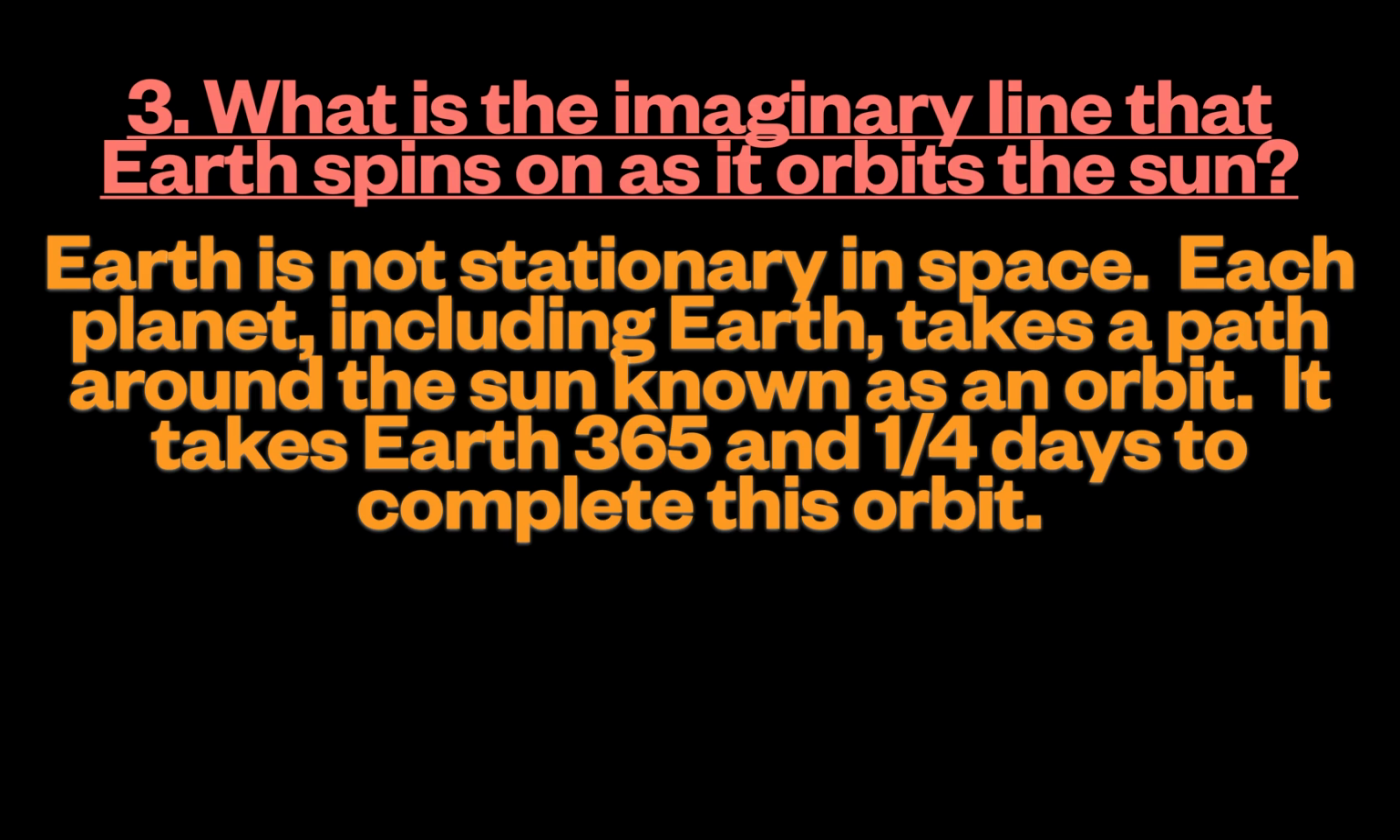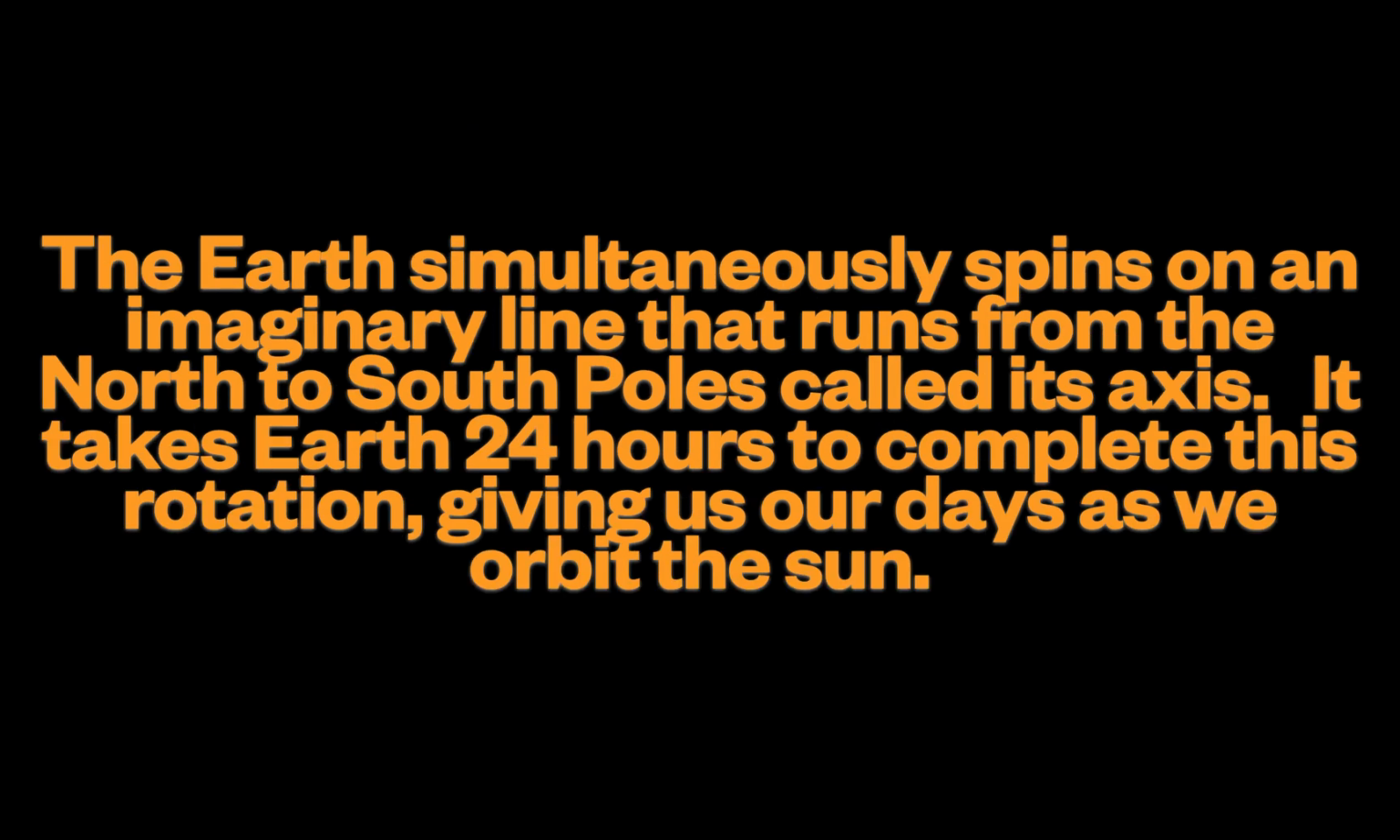Now, while Earth is orbiting the sun, it is not sitting still on this orbit. It is spinning on an imaginary line that runs from the north to south pole called an axis. Okay? And for the Earth to spin completely around on its axis one time, it takes 24 hours. So 365 and 1/4 days to orbit the sun gives us a year. One 24-hour cycle on the axis gives us our days.